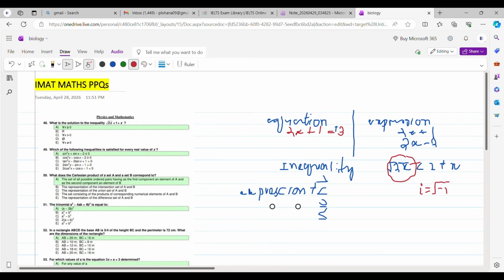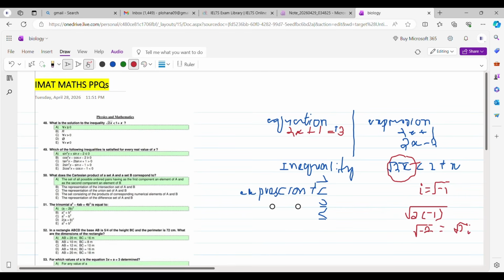For suppose if I give it negative 1, then 2 times minus 1 under the under root would be basically minus 2, and this would be negative under the under root, which is iota.